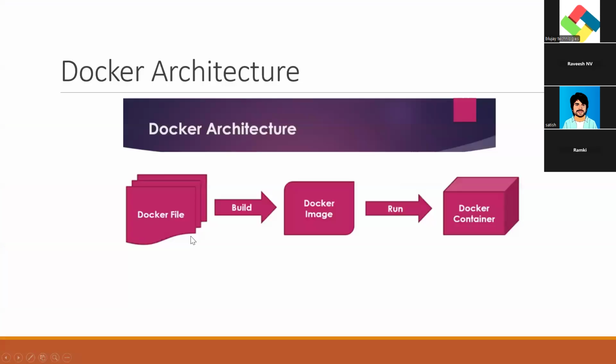So Docker architecture. What is the Docker architecture, guys? From the Dockerfile, the Docker builder will create the Docker images. From the Docker images, you can run them as a container, right? So as of now, we discussed pulling the Docker images from the Docker Hub repository and running them as a container. Today we will discuss the Dockerfile also.